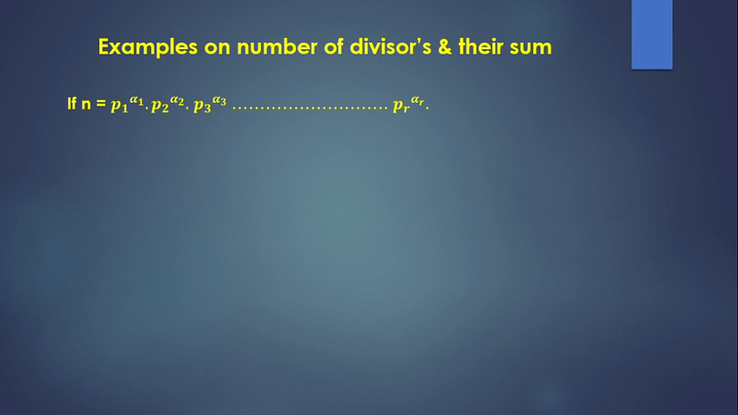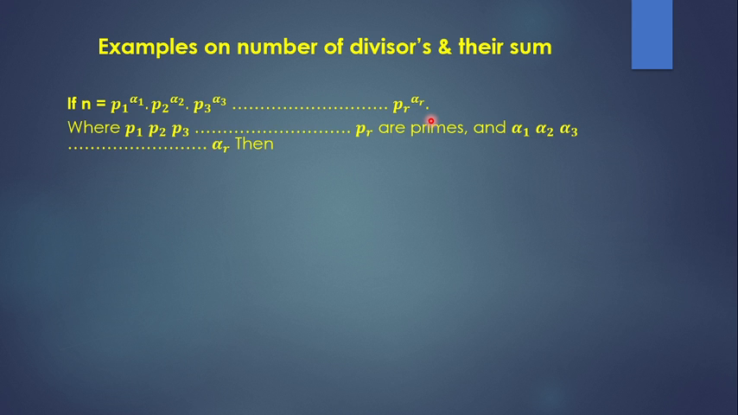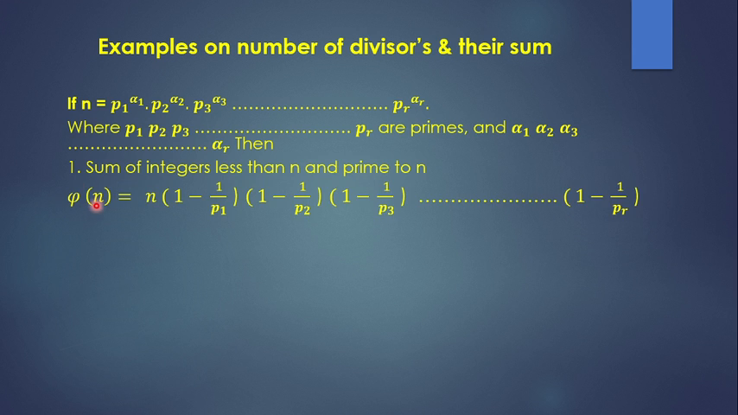If n equals p1 raised to alpha 1, p2 raised to alpha 2, and so on, continuing for the rth term pr raised to alpha r, where p1, p2, and so on up to pr represent the primes and alpha 1, alpha 2, alpha 3, and so on up to alpha r represent the positive integers, then the count of integers less than n and prime to n is given by phi of n equals n into 1 minus 1 by p1, and so on, continuing till the rth term as 1 minus 1 by pr.